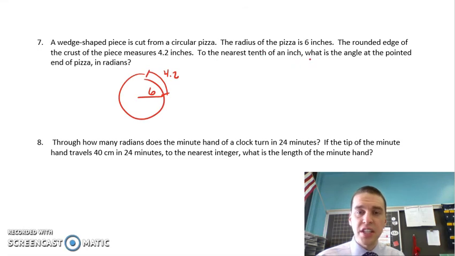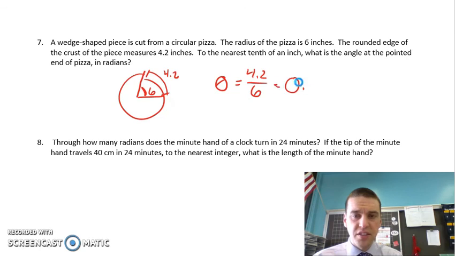To the nearest tenth, what is the angle at the pointed end of the pizza? We want to know what that angle is. Well, we are looking for the angle, so theta equals the arc length 4.2 over 6. And that'll give us 0.7 radians if you used your calculator.